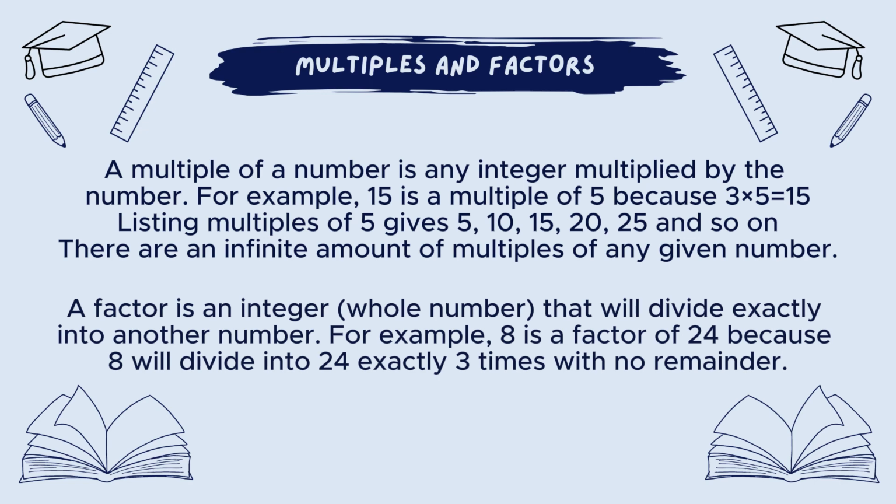A factor is an integer, whole number, that will divide exactly into another number. For example, 8 is a factor of 24 because 8 will divide into 24 exactly 3 times with no remainder.